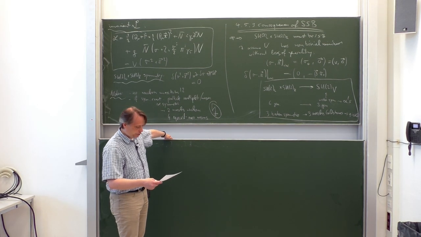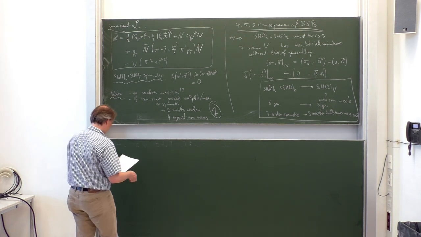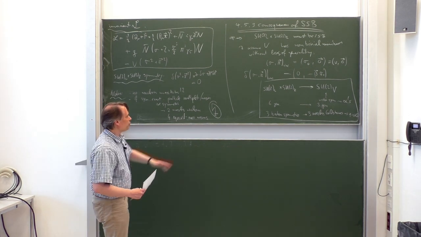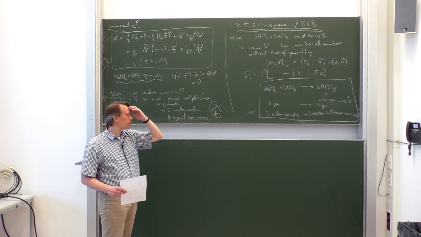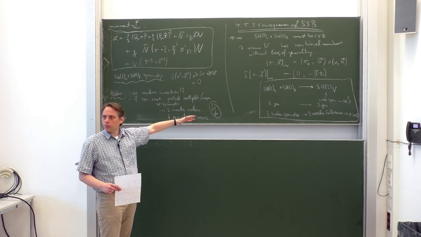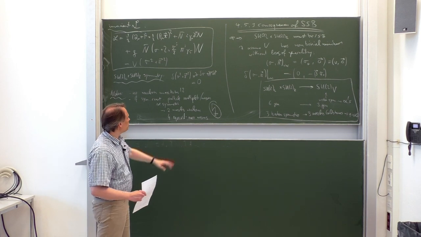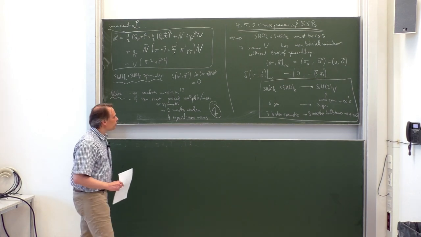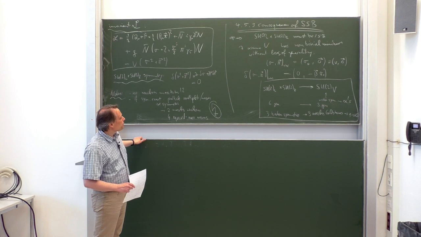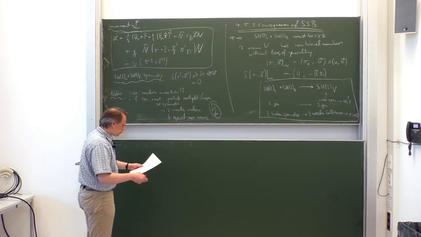Okay, so let us go on. We see that the masslessness of the pions is explained directly by the pattern of spontaneous symmetry breaking of this structure of 6-3 generators. Let us go on and see what else happens.